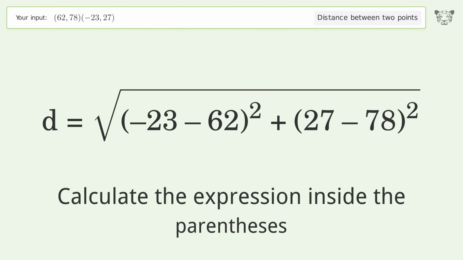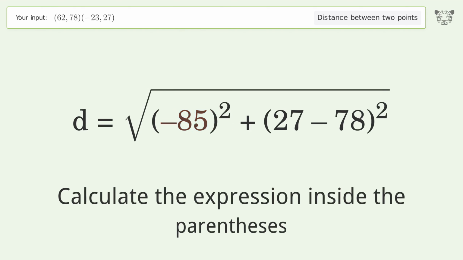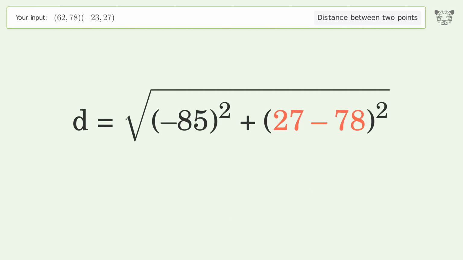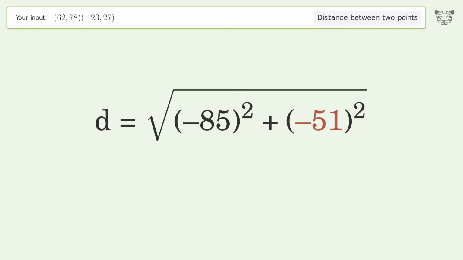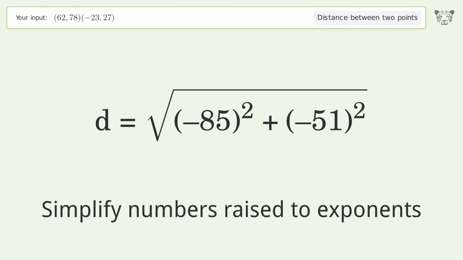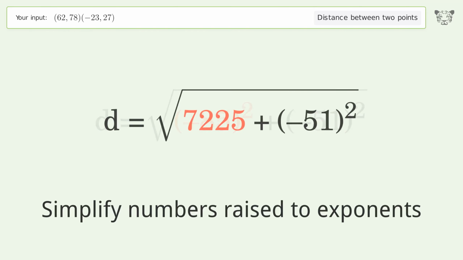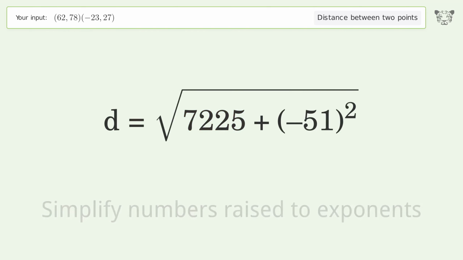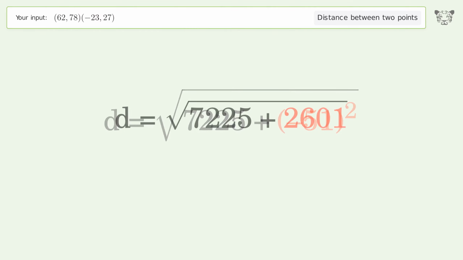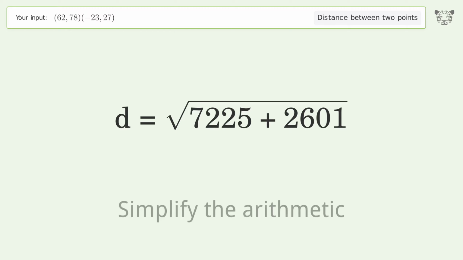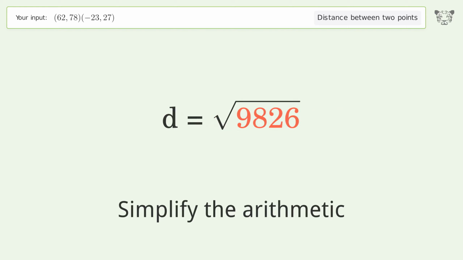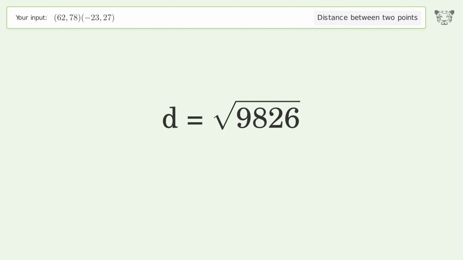Calculate the expression inside the parentheses. Simplify numbers raised to exponents. Simplify the arithmetic. And so the distance between the 2 points is the square root of 9,826, or 99.126.